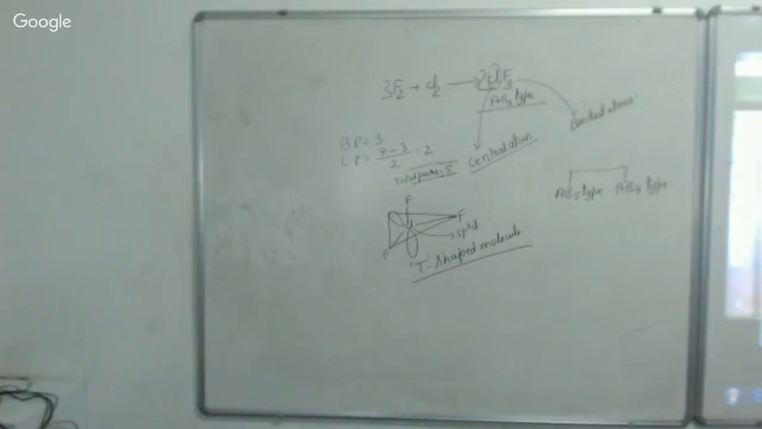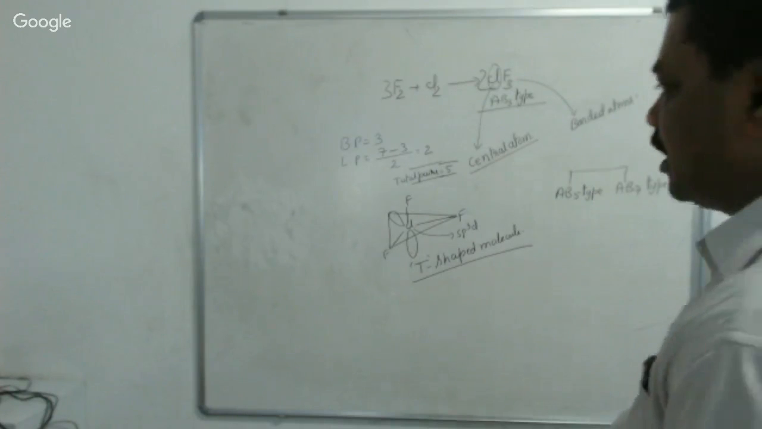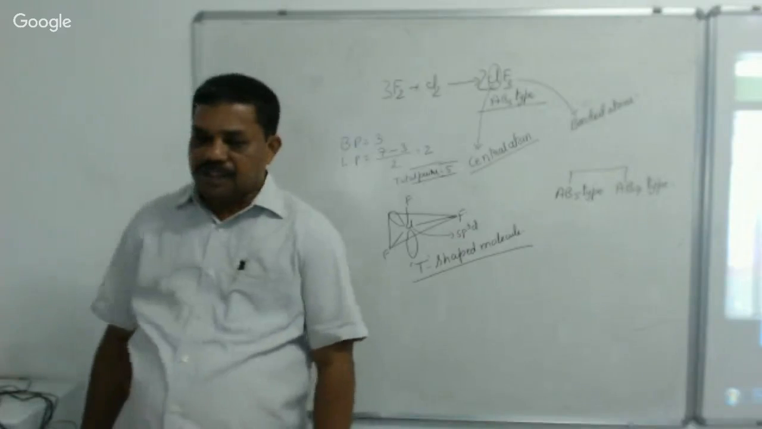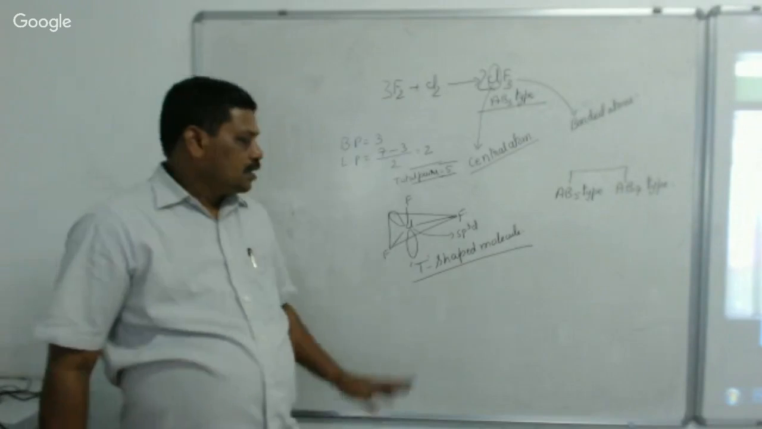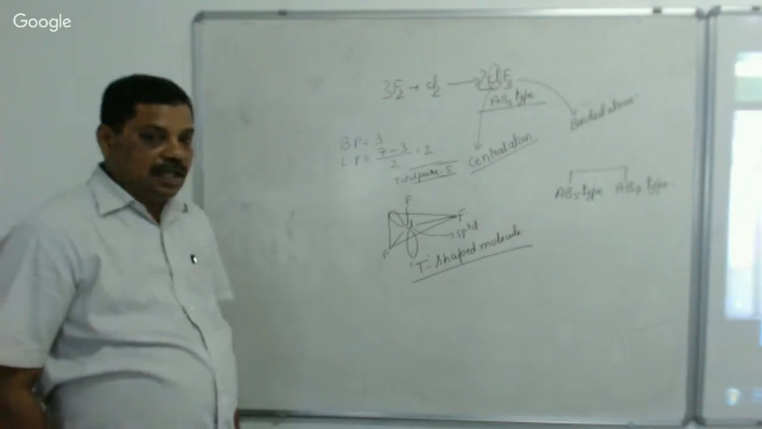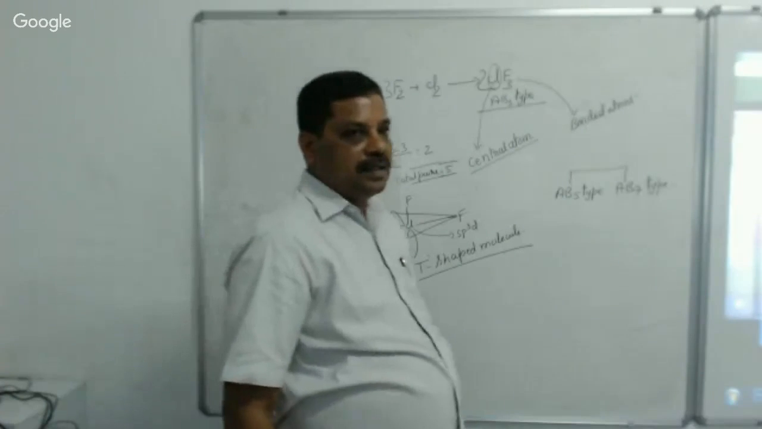Most important. Already we discussed about I3 minus. What is the shape of I3 minus? Linear. Just now in the same class. Now ClF3 is what shape? T-shaped molecule. And the hybridization being sp3d.